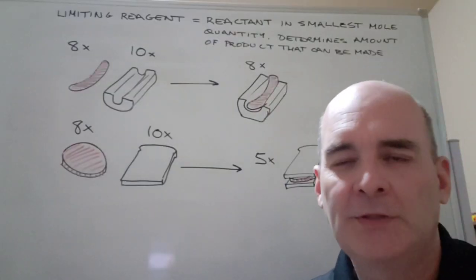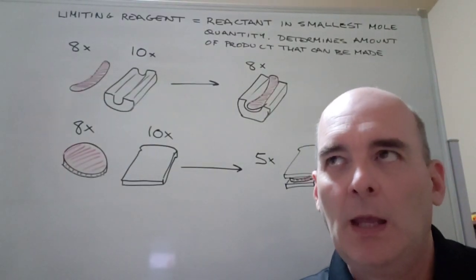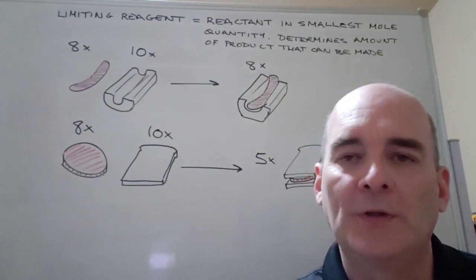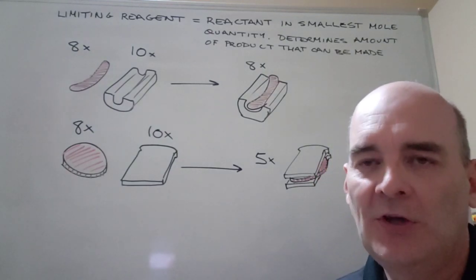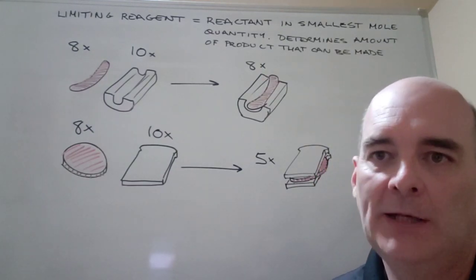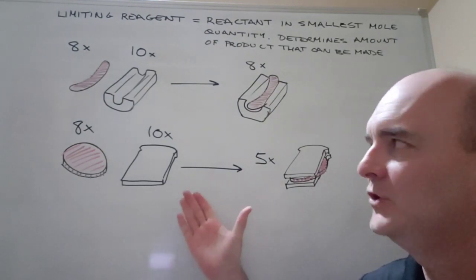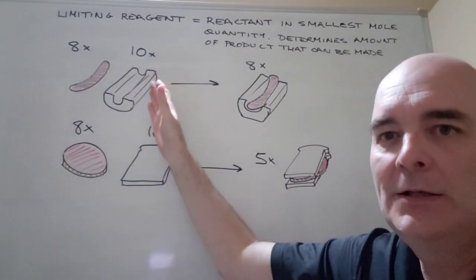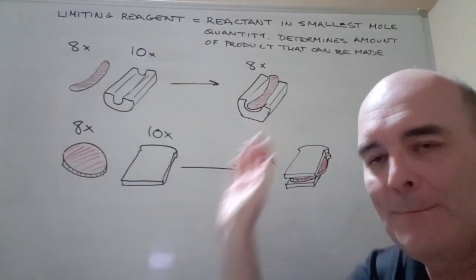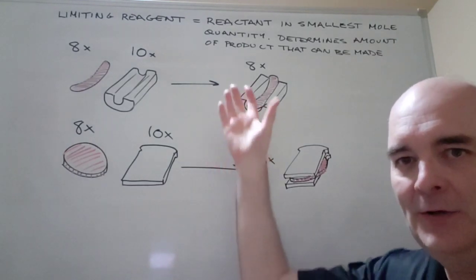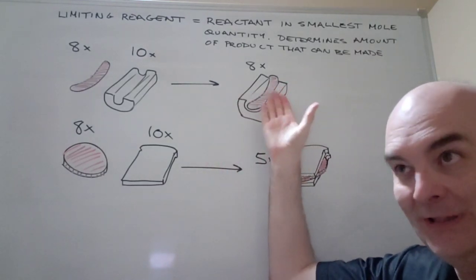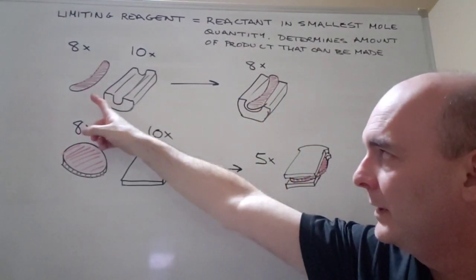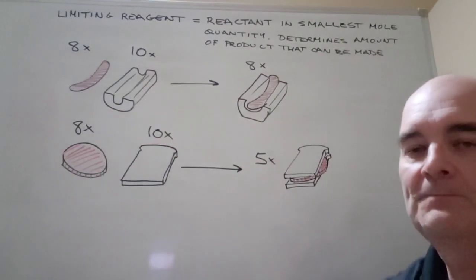Let's consider the limiting reagent a little closer. It is the reactant that is in the smallest mole quantity, and it is going to determine just how much product can be made. So, as an analogy, if I had 8 hot dogs and 10 hot dog buns, the maximum amount of hot dogs that I could make and potentially sell if I were a vendor would be 8, because I need 1 sausage per bun.